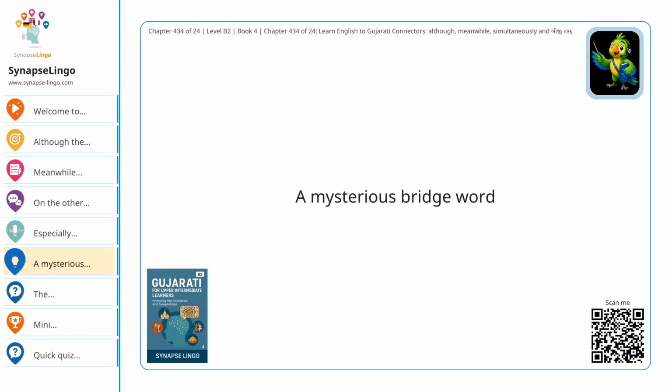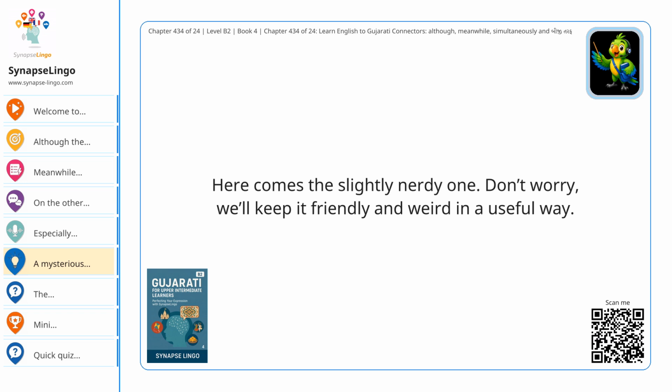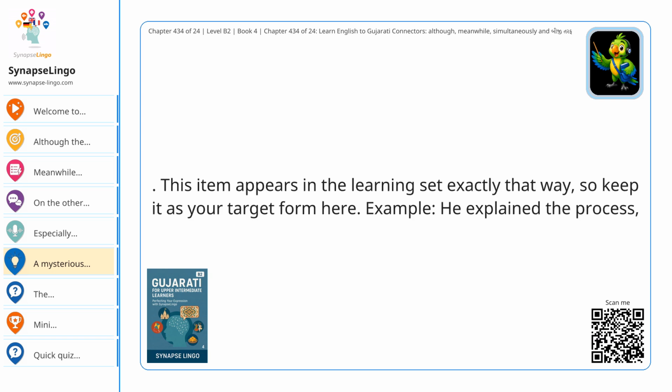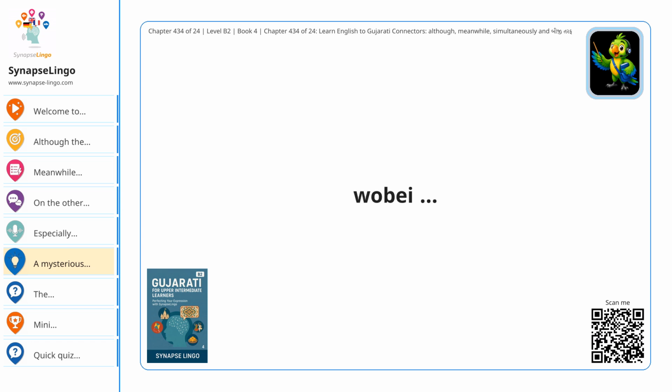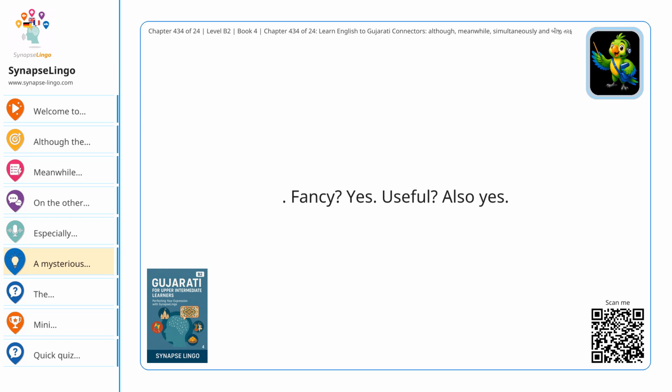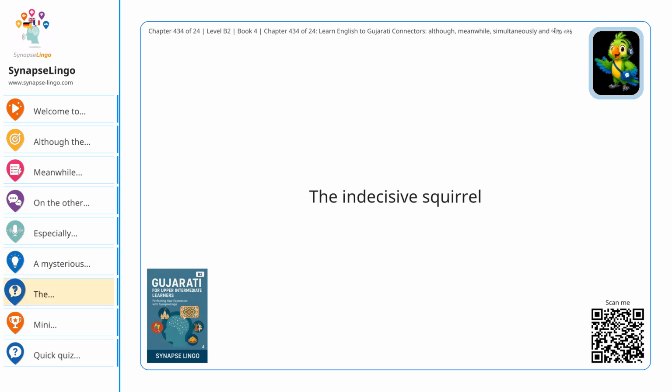A mysterious bridge word. Here comes the slightly nerdy one. Don't worry, we'll keep it friendly and weird in a useful way. For whereby, use वो भी. This item appears in the learning set exactly that way, so keep it as your target form here. Example: he explained the process, वो भी, everyone understood the result. Think of it as a bridge linking one action to a related result. A teacher writes one idea on the board, another below it, and then draws a little logic bridge labeled वो भी. Fancy? Yes. Useful? Also yes.